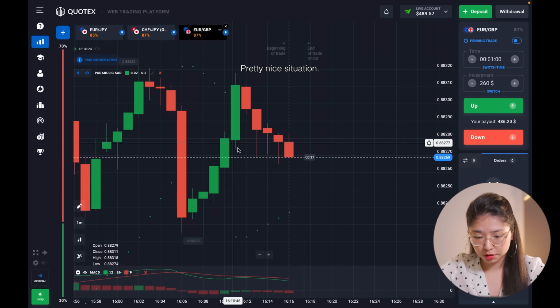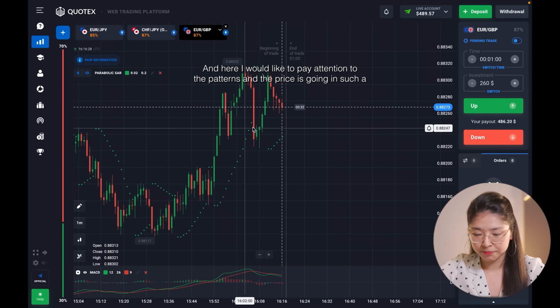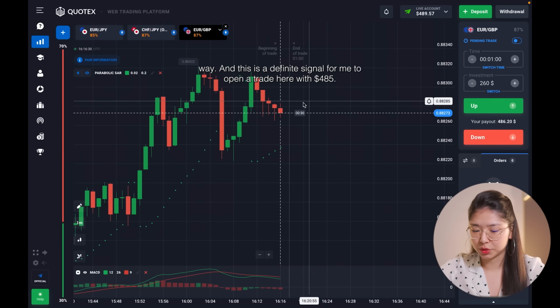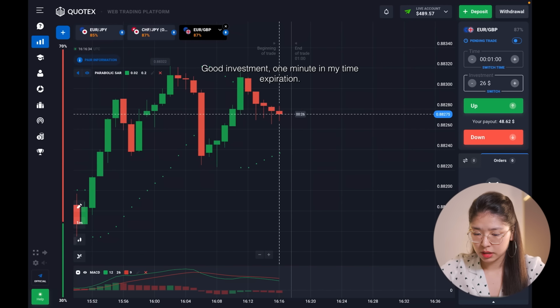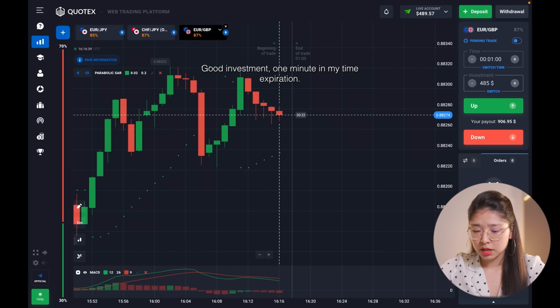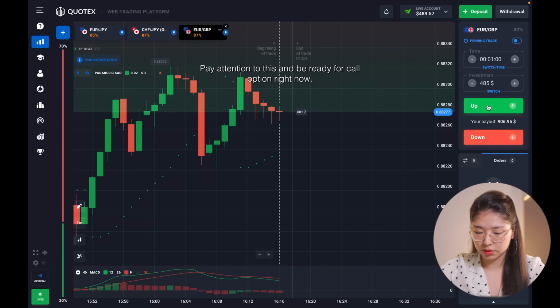Pretty nice situation, and here I would like to pay attention to the patterns as the price is going in such way. And this is definitely a signal for me to open a trade here with $485. So good investment, 1 minute in my time expiration, as always. And pay attention to this and be ready for a call option right now.